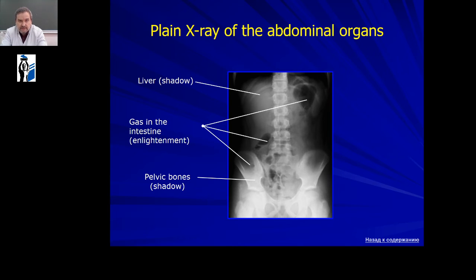There is a plain X-ray of the abdominal organs. There is the liver, a dark shadow, on the right side, gas in the intestine, enlightenment, and in the bottom of this picture, pelvis bones. They are dark, called shadow.